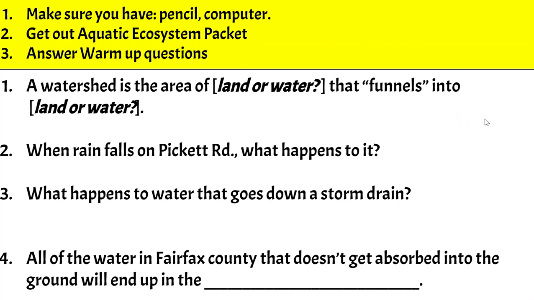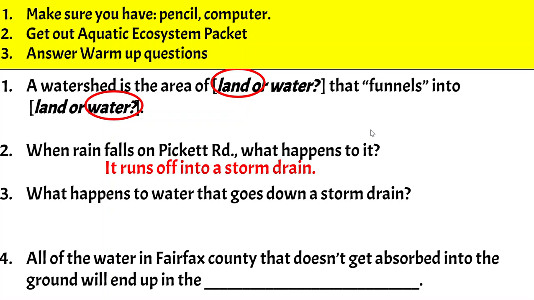So a watershed is the area of land or the area of water? It is the area of land that all funnels into the same body of water. If we have rainfall on Pickett Road right here by school, what happens to it? Well, it's just going to run off the road into a storm drain. So you have seen storm drains as the rain is heavy, you see the water going into those storm drains, and you know that as it picks up sediment and stuff, sometimes that water looks dirtier. So just keep that in mind.